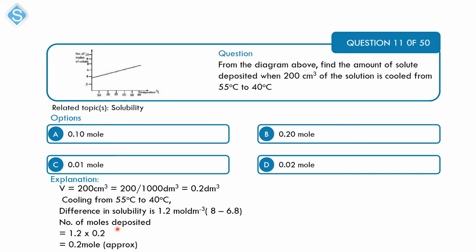Now the number of moles of solute that will be deposited if this solution is cooled from 55 degrees Celsius to 40 degrees Celsius will be equal to the difference in solubility, which is 1.2, times the volume of that solution, and that is 0.2 dm cube. So you have 1.2 times 0.2 dm cube, and that will give you 0.2 mole approximately. This is actually 0.24 approximately. That is 0.2 mole. That's option B.